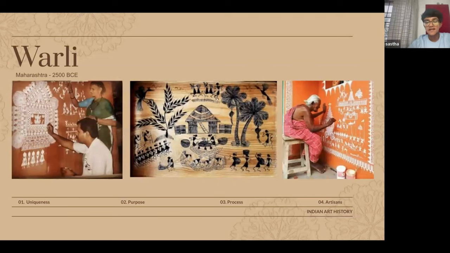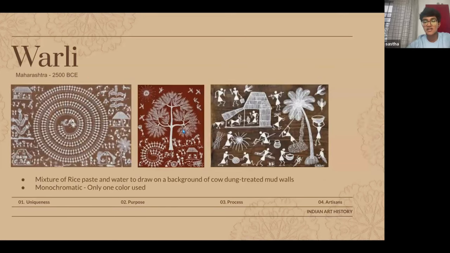Yes, this is the Warli painting, and you can see the artists are painting the art forms on the walls, which is very famous. And the second art form over here is called the Tree of Life.